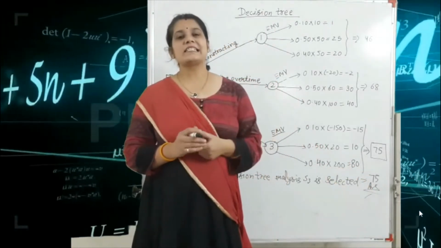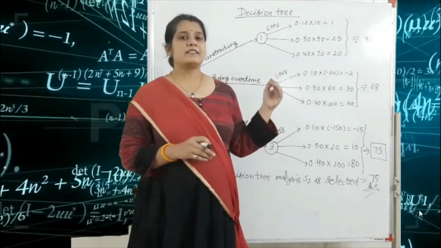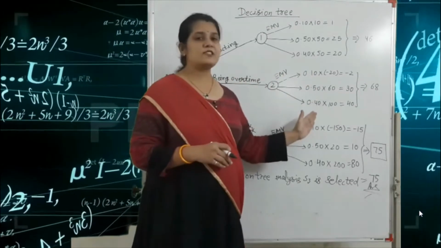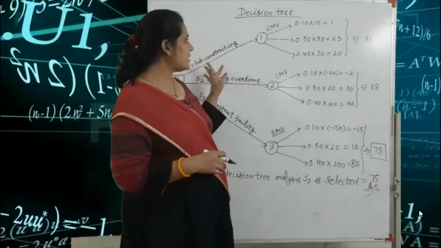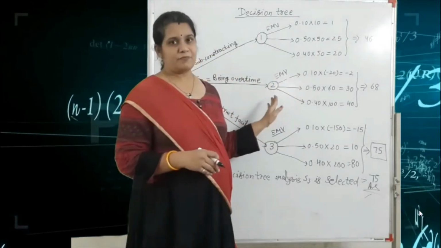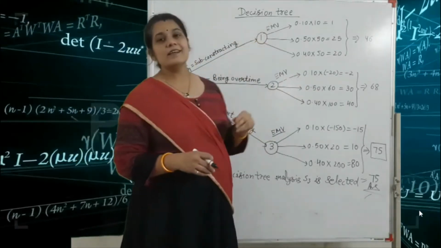Okay, so this is the example of the decision tree. Writing the decision tree is a very easy process. The diagram is just like a tree form. Okay, then we can select the decision.